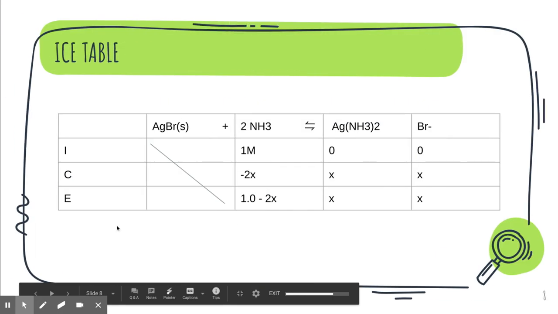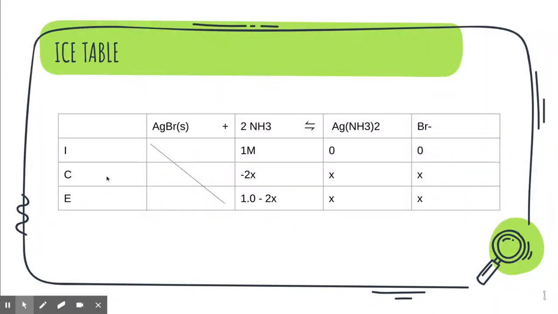All right, so as we stated before, our first step is going to be creating our ICE table. So we're going to have our silver bromide right here on our left, our NH3 solution that we are dissolving it within, and then the formation of our complex ion and the leftover bromide. So remember, we started with 1 molar of NH3.